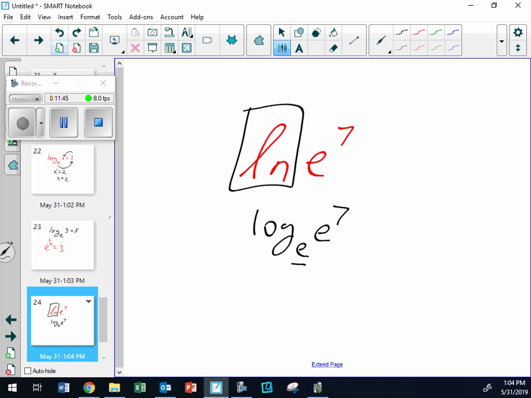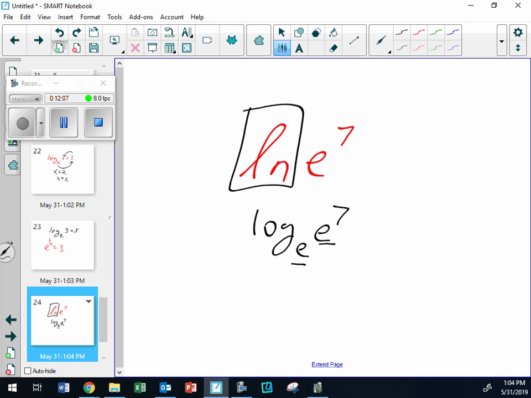The bases are the same. And here's my saying on this in logs. If bases are the same, the answer's already there. I don't want to just say where the answer is, because sometimes the answer is the exponent, sometimes the answer's somewhere else. But if the bases are the same, the answer's already there. And the answer to this one is 7.